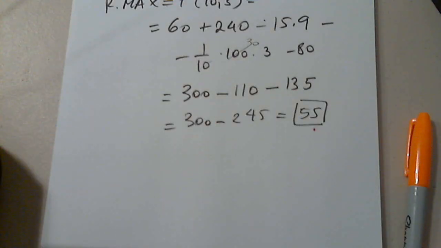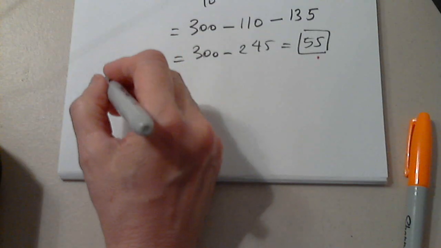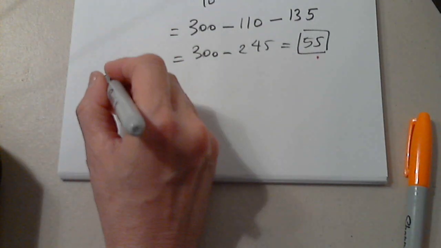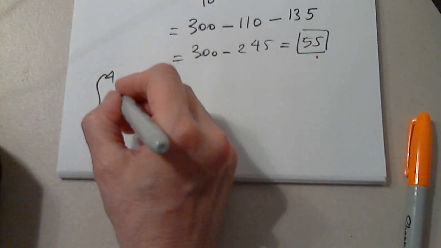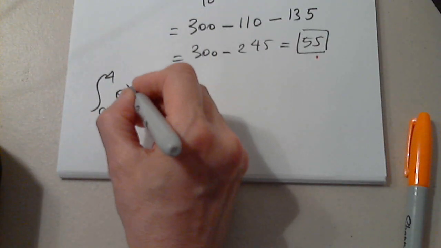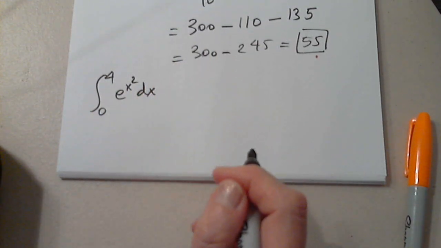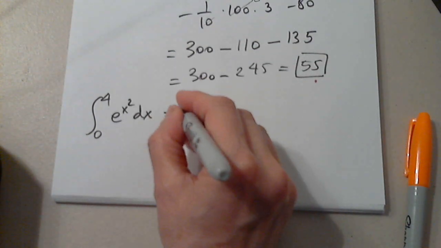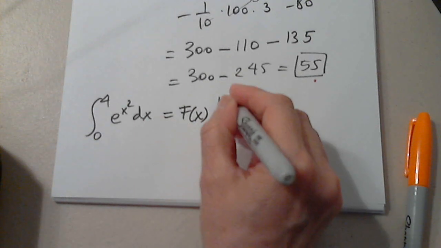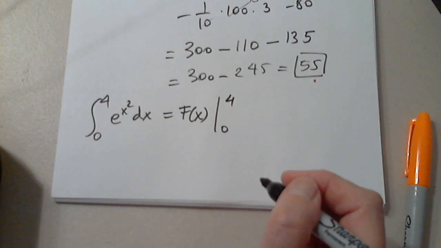So let's look at an example. If we have, for example, the integral from, let's say, 0 to 4, of e to the x squared dx, don't try to determine the antiderivative. You will not be able to.